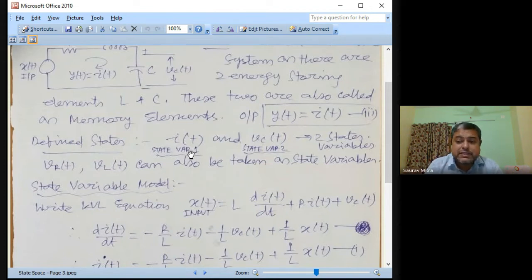So the state is different, the state variable is different. The state variable is i(t), and it will have an equation. In that equation, substitute different values of t, and you are going to get different states for the given state variable.